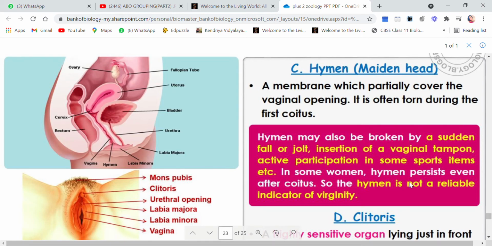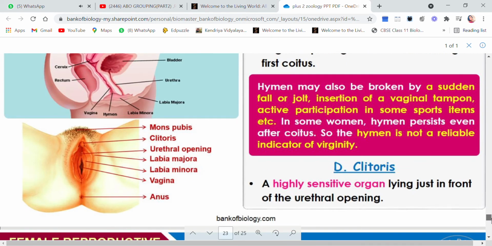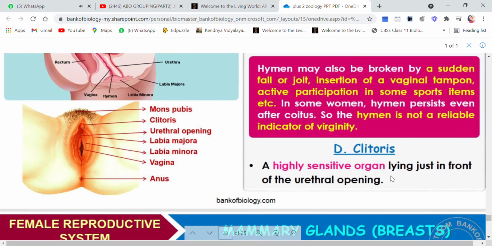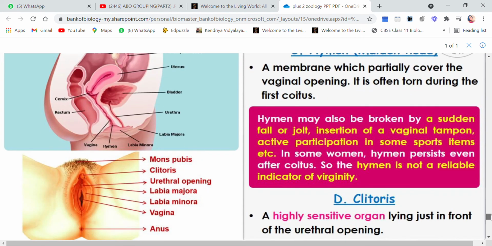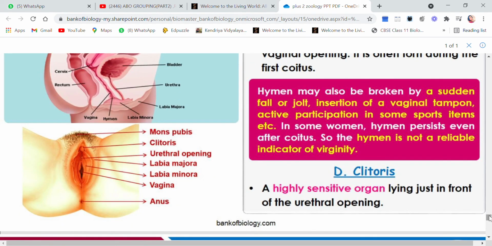So the hymen is not a reliable indicator of virginity. It doesn't mean that if the hymen is broken, the girl is not a virgin. That's not the case. There can be many other reasons for the breaking of the hymen. Then comes the clitoris, a highly sensitive organ lying just in front of the urethral opening. This is all about the female reproductive system.